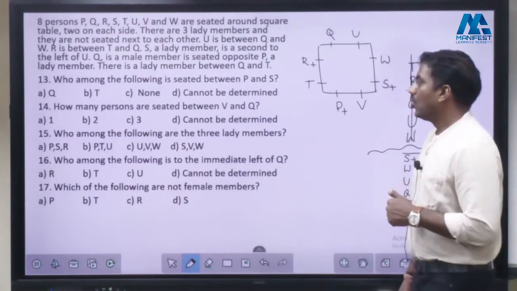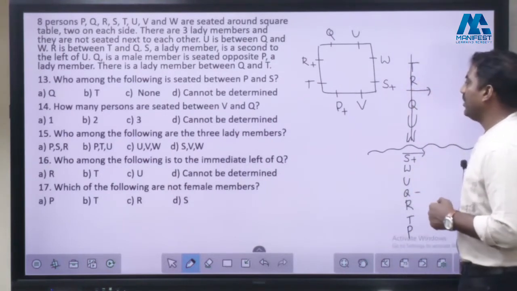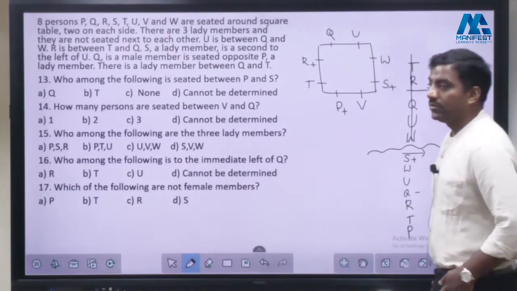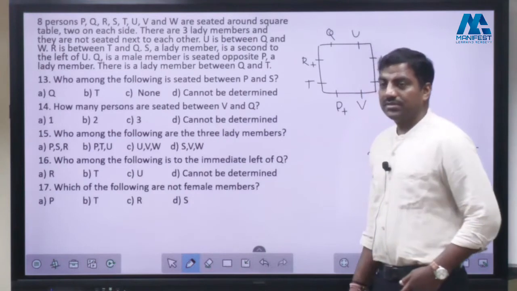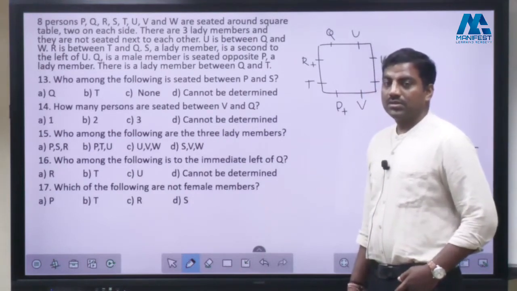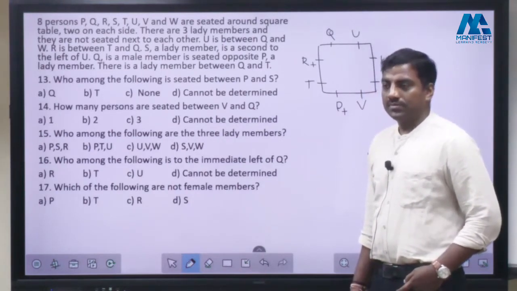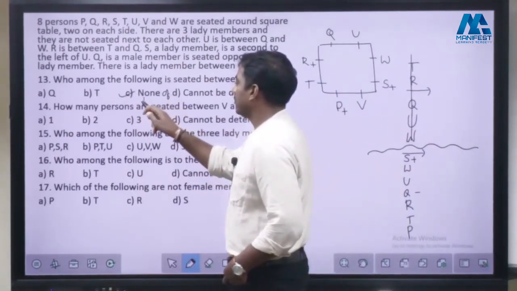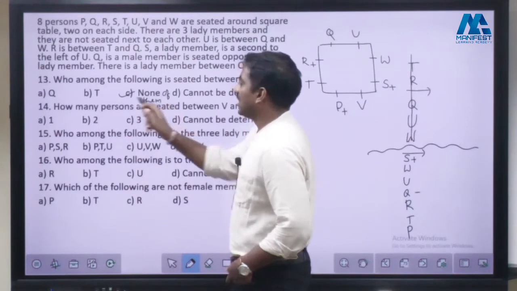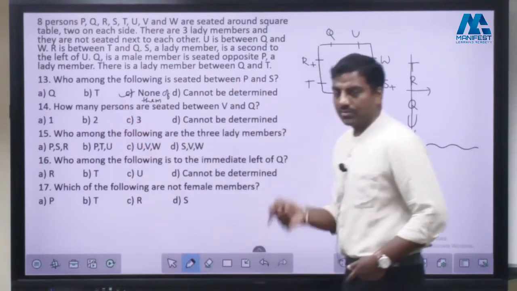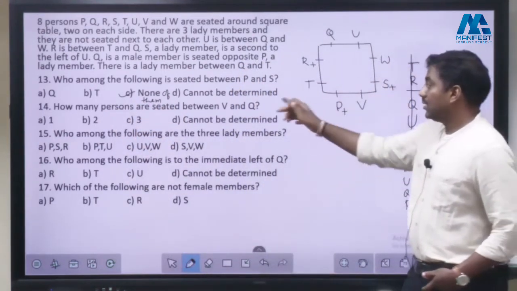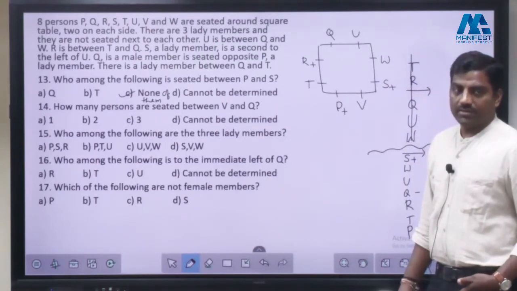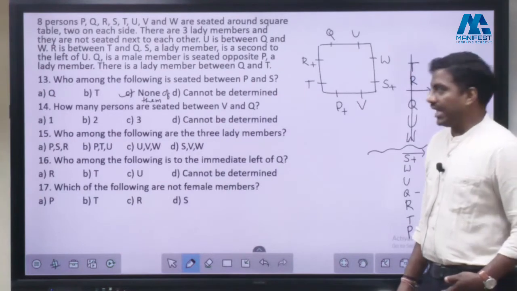Okay. Now, who among the following is seated between P and S? What should be the answer? C or D? That is none of them. You're right. None of them means Q and T. But can we put D as the answer? We can determine the position, right? Yeah. So D cannot be our answer.